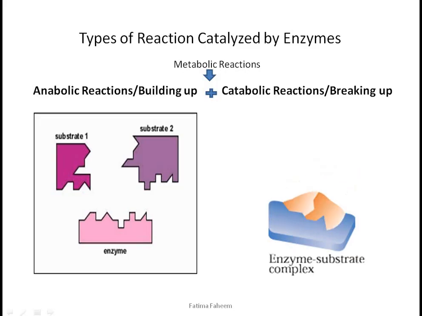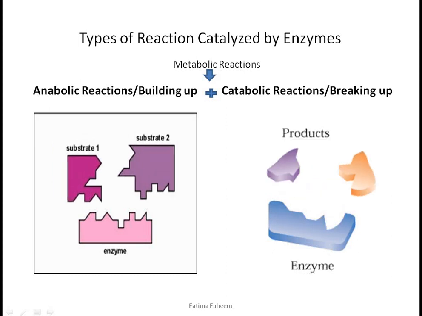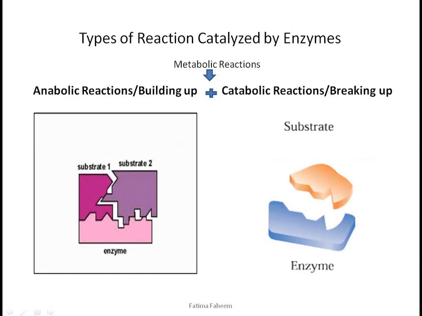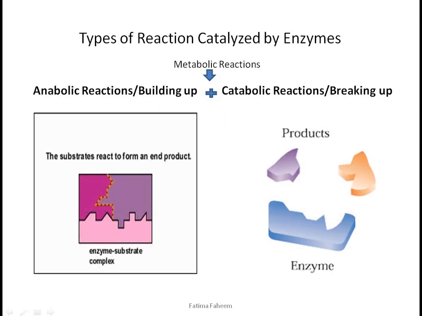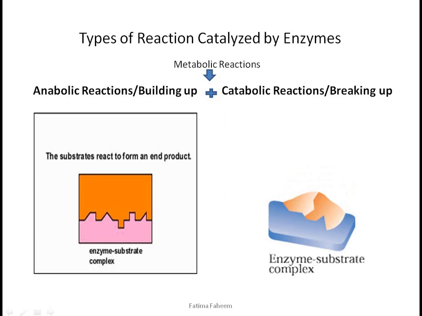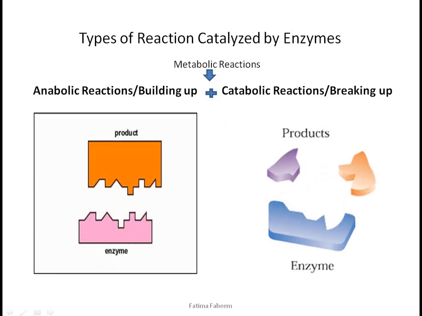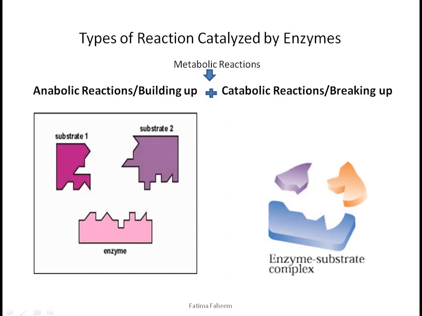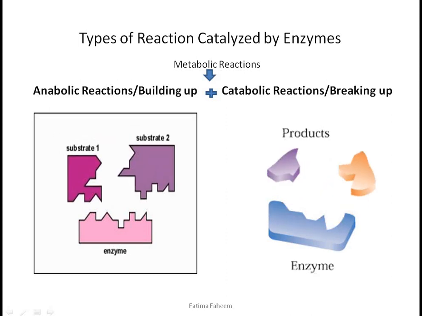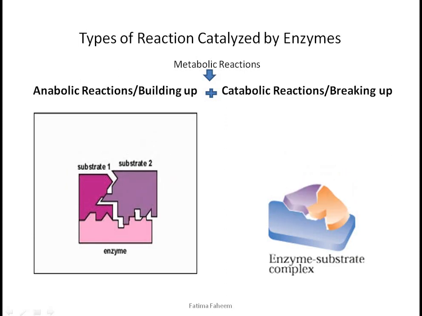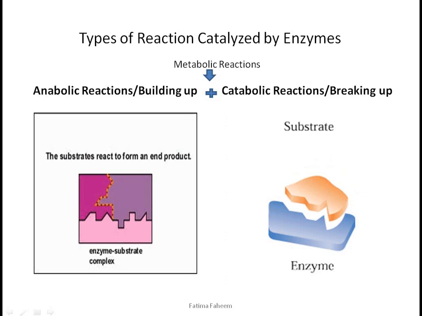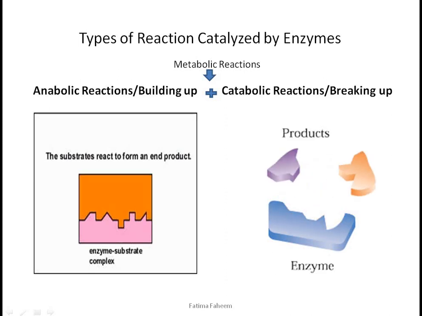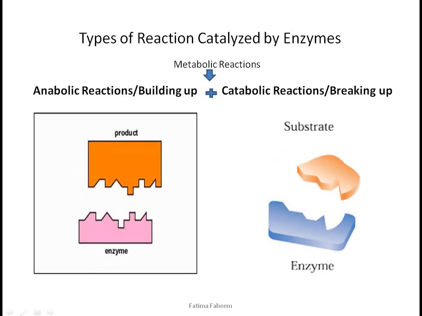First, let's understand what is anabolic and catabolic reaction. As I told you previously, both of them together are called metabolic reactions. Anabolic reactions are also called building up reactions. What happens in this kind of reaction? If you see, we have two substrates here, both of them are getting fixed into the respective active sites on the enzyme to make enzyme substrate complex. These two substrates combine to form a bigger product.